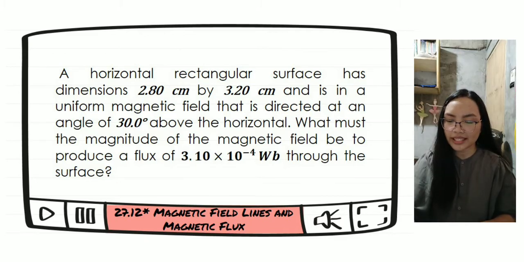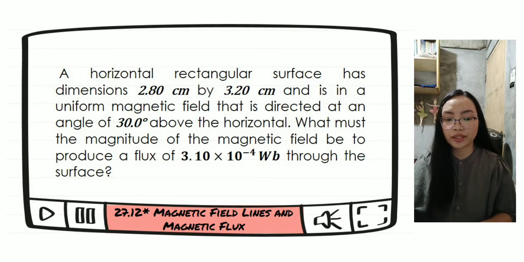So the problem is, a horizontal rectangular surface has dimensions 2.80 centimeters by 3.20 centimeters and is in a uniform magnetic field that is directed at an angle 30 degrees above the horizontal. What must be the magnitude of the magnetic field to produce a flux of 3.10 times 10 to the negative 4 Weber through the surface?